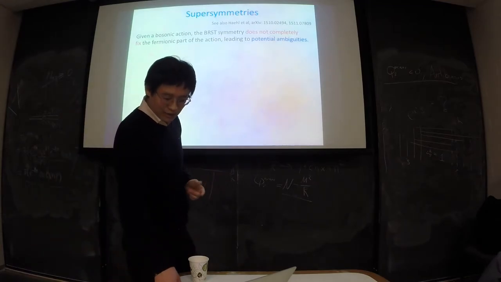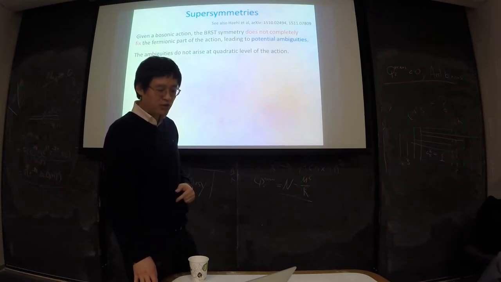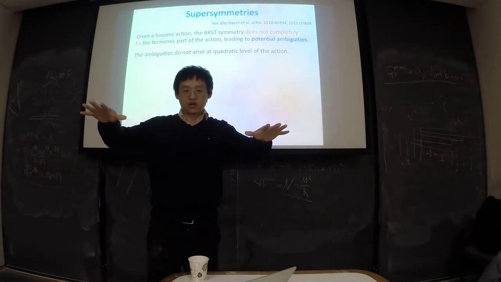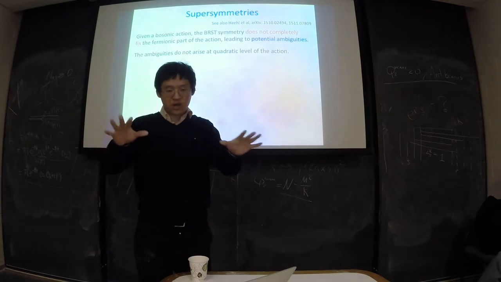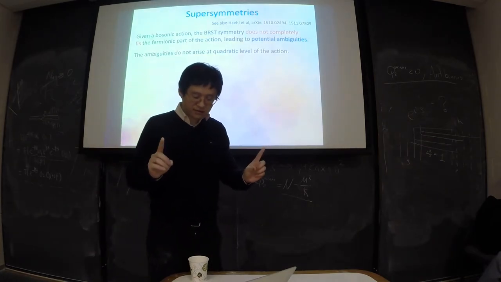But then what do you do? Then you first try to do it at the quadratic order. Then you see actually at the quadratic order, such kind of ambiguity does not arise. Say if you just do a small expansion, then at the quadratic order, it turns out that the BRST uniquely fixes the fermionic action. And then you find the following surprise.